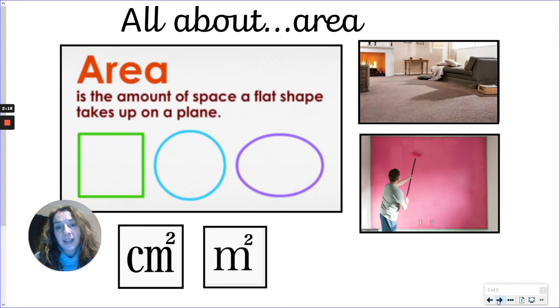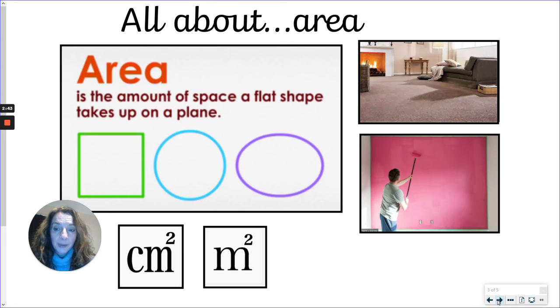And you would need to find the area in some real life situations. For example, you can see on the screen, if you were buying new carpet for your living room, then you would need to know the area covered by your living room floor so that you know how much carpet to buy. If you're going to paint a wall, then you would need to know the area of that wall so you know how much paint to buy. So you're going to be thinking this week about the area of some particular shapes.